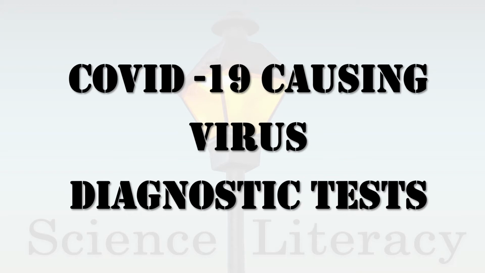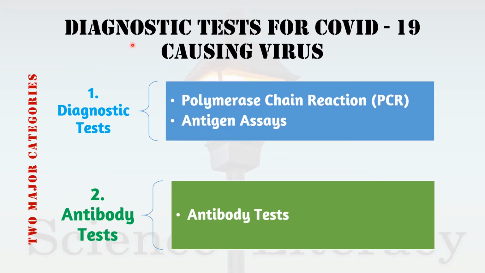In this video, I'm going to tell you about the COVID-19 causing virus diagnostic tests being used nowadays. The diagnostic test for COVID-19 causing virus can be divided into two major categories. After the isolation of the genetic material of the virus, that is RNA, it can be subjected to two types of tests. Number one, diagnostic test, and the other one is antibody test. In diagnostic tests, we have polymerase chain reaction and antigen assays, and in the antibody test, we have the antibody test.